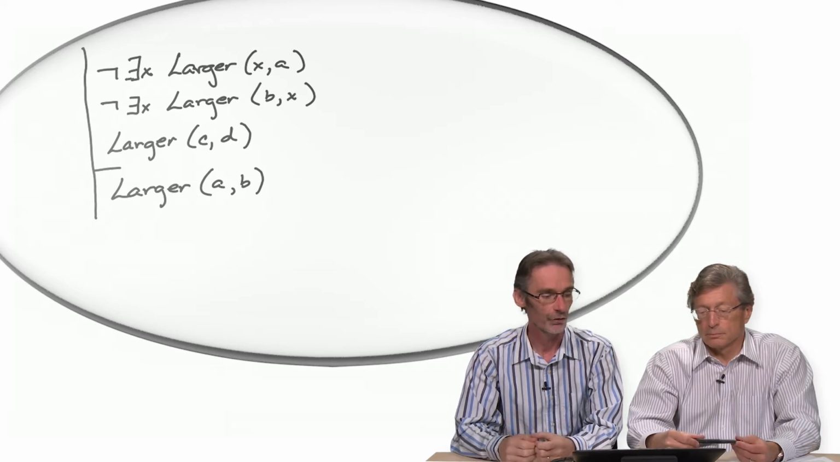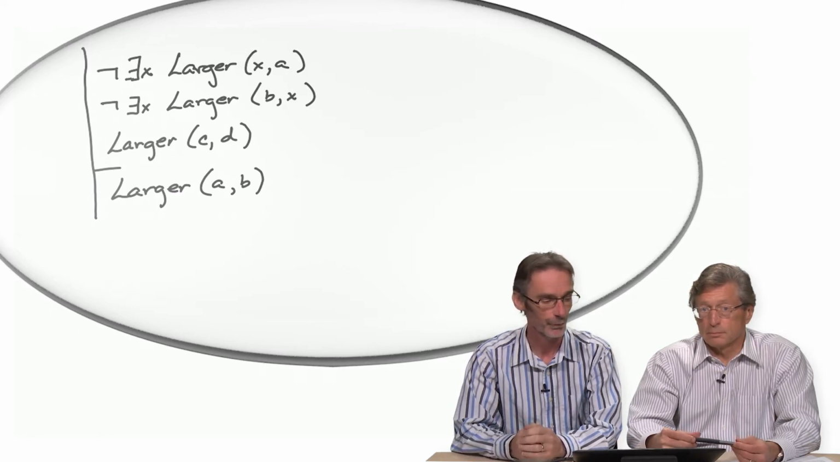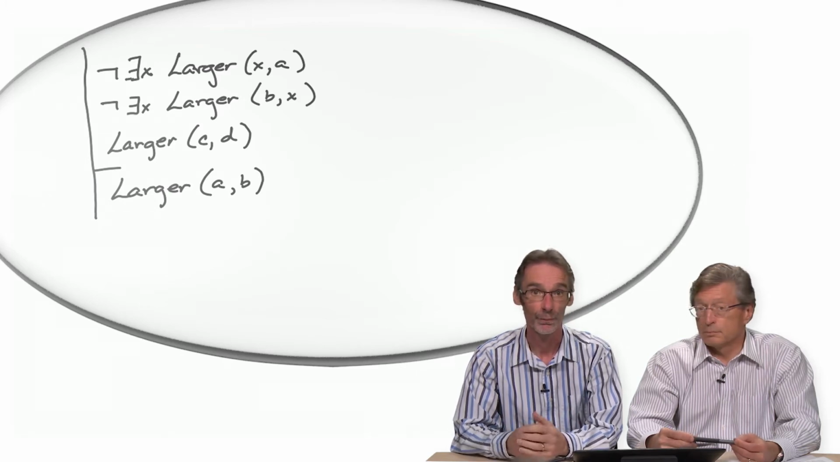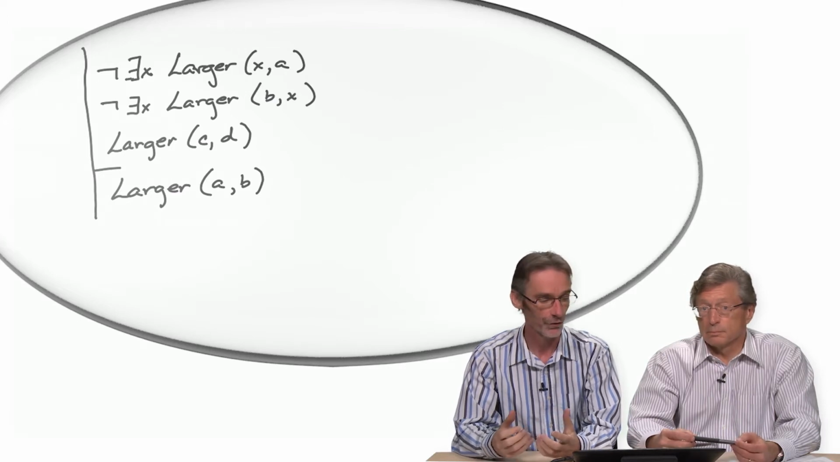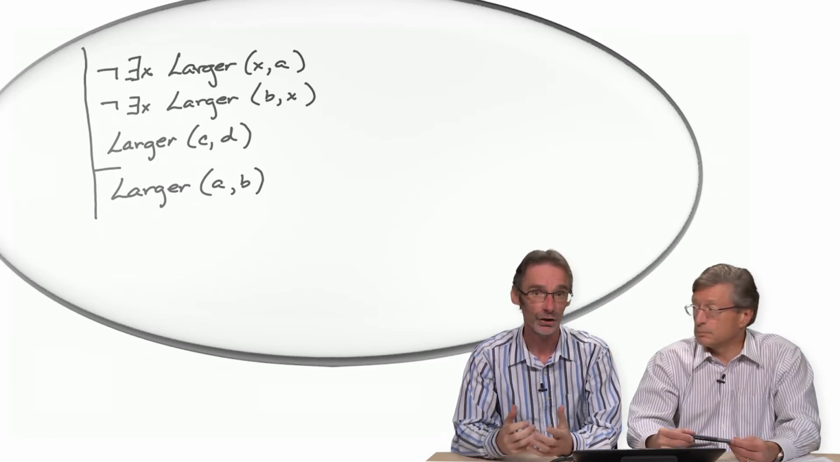The first premise is: not there exists x such that Larger(x, a), which tells us that a is a largest object in the world. The second premise is: not there exists x such that Larger(b, x), or that b is a smallest object in the world. The third premise tells us that c is larger than d, and the conclusion is that a is larger than b. Is the conclusion a first-order consequence of the premises?